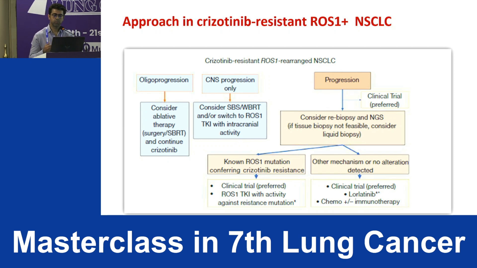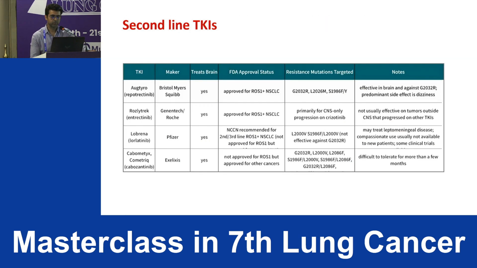If there is a CNS progression only, we should be considering stereotactic brain surgery or whole brain RT, and we should be considering changing the TKI to a better TKI which has better penetration through the blood-brain barrier. However, if there is a gross progression, then we have to consider rebiopsy, either a tissue rebiopsy or a liquid biopsy, and based on the results of these molecular analyses and the mechanism of resistance, we should be planning the further line of treatment.